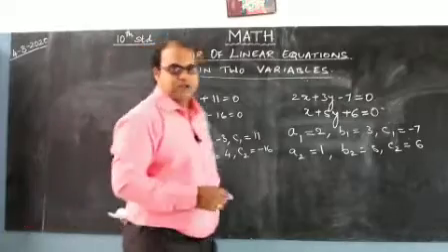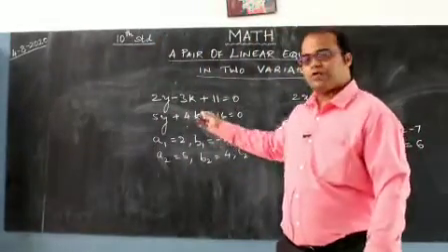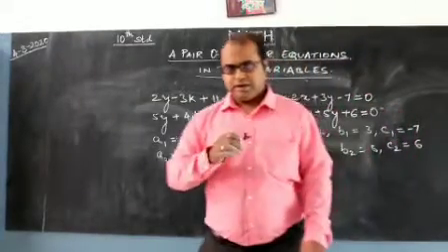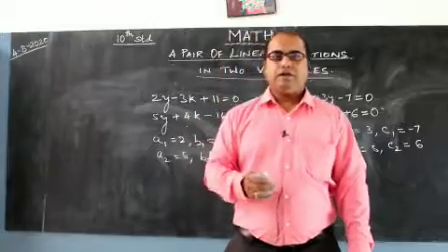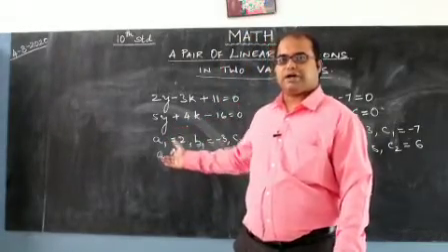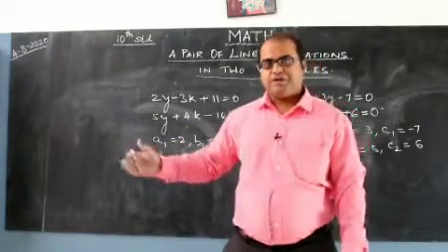Okay, children? So here you have understood how to write the values of a1, b1, c1 and a2, b2, c2. In our next class, we will learn how to find the ratios of these constants.